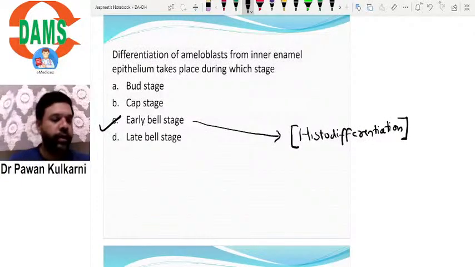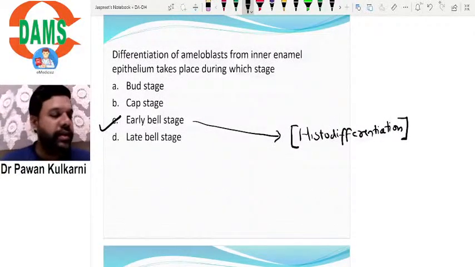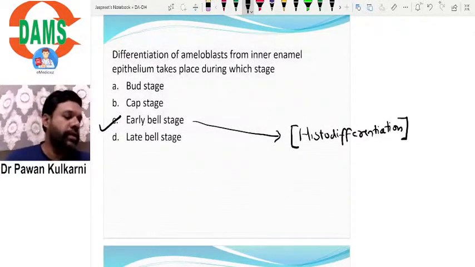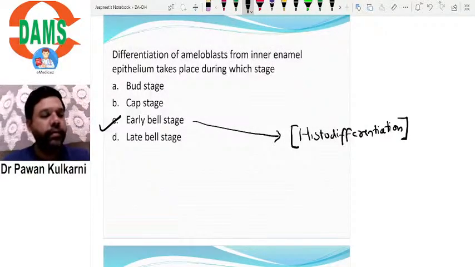Okay, am I clear? My voice is clear? You able to see the screen? Please type it in the chat box.